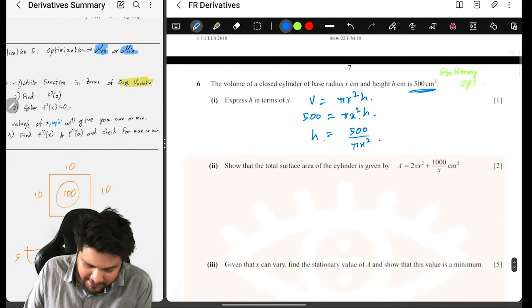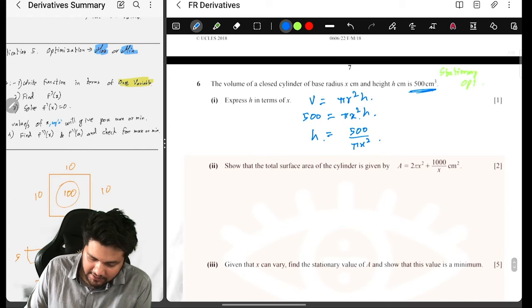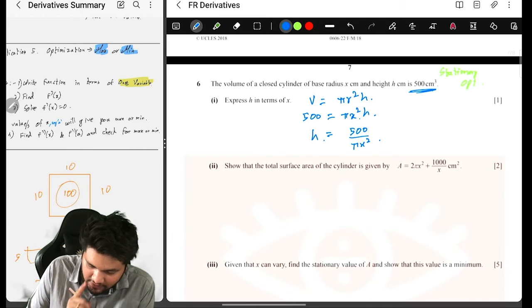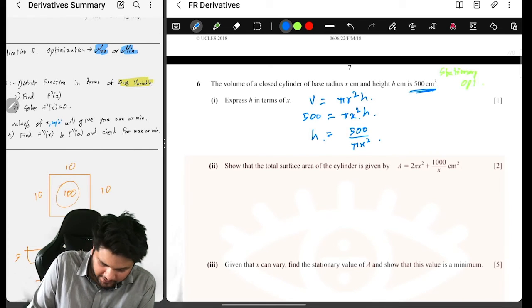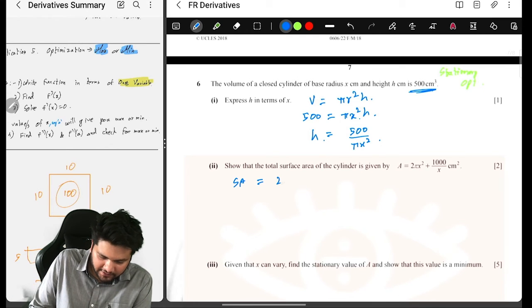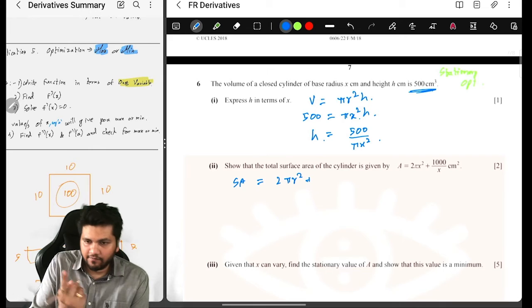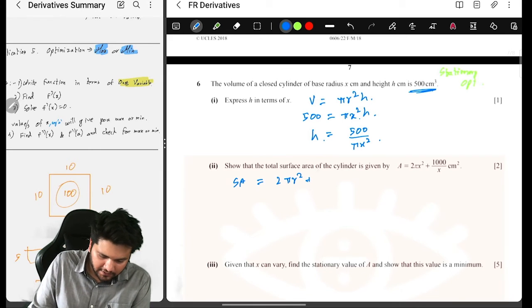Now show that the total surface area of the cylinder is given by this expression. Now what is the total surface area? It's going to be the surface area of a cylinder. If you know, it's going to be the two circles, so 2 pi r square, plus circumference into height, so 2 pi r into h. That's going to be the total surface area. Here r is nothing but x. So it's going to be 2 pi x square plus 2 pi x into h.